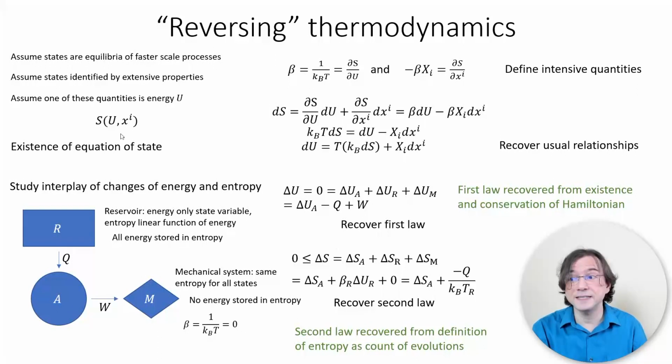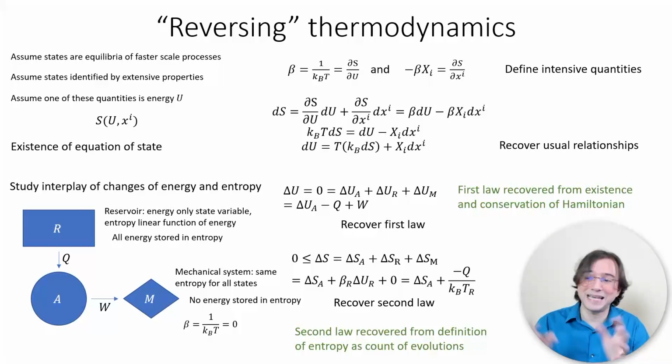And once you have this, you can start using what is called the Gibbs approach to thermodynamics to recover the standard traditional notions of beta, temperature, and all the other intensive quantities. And then you can study the interplay between changes in energy and entropy between reservoir and mechanical systems, and then you basically recover the laws. And again, this is something that we are still working on, but that's what we're going for, and there shouldn't be anything complicated here, so we expect all of this to work.